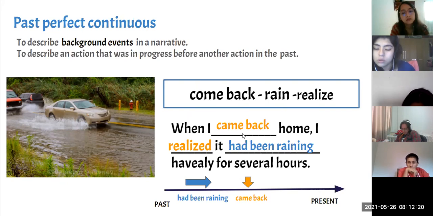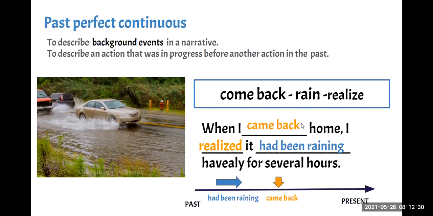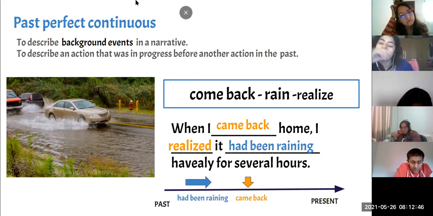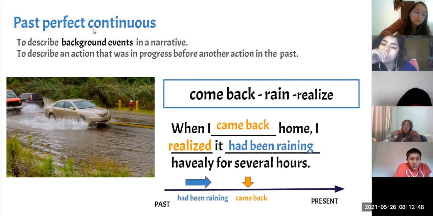Okay, siempre el past perfect o past perfect continuous pasa antes de alguna acción en el pasado. Por ejemplo, en esta acción tenemos came back y luego had been raining. Esta acción es la que estaba pasando antes de que él volviera a casa. ¿Ok? Entonces, esa es la diferencia. Esta siempre pasa antes de otra acción.